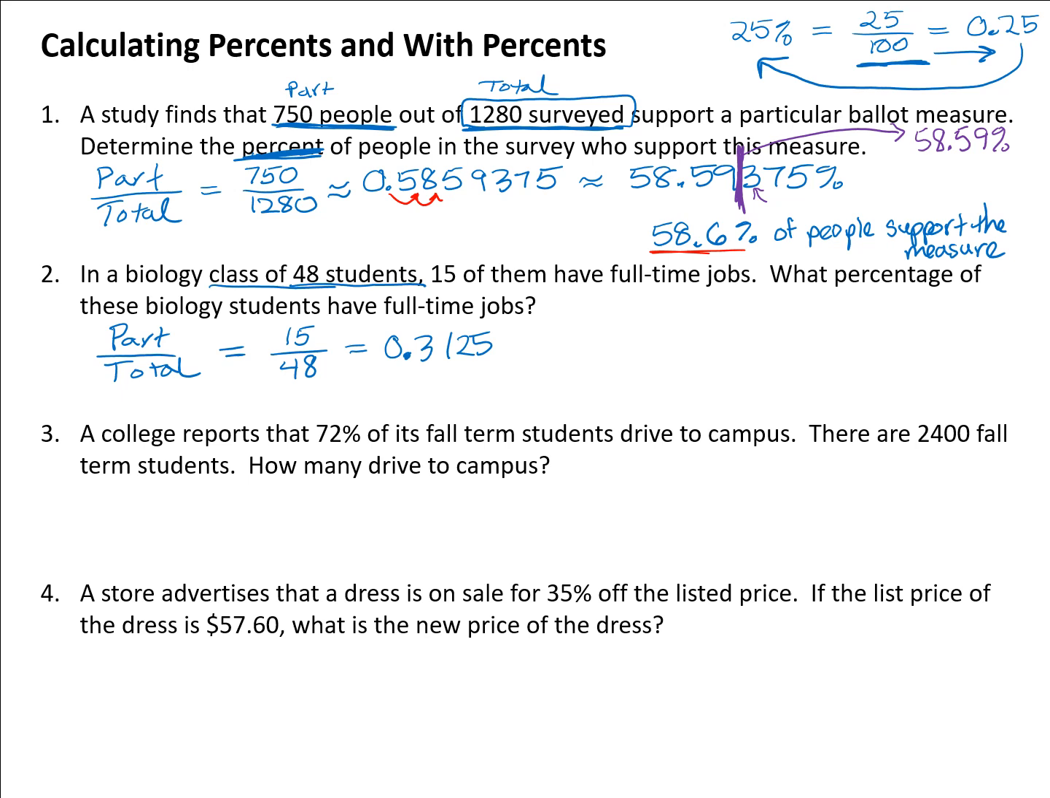So then I would move the decimal point 2 places to create, again, the percent, which is what I want. So I'm going to have 31.25% of students in that biology class have full-time jobs.